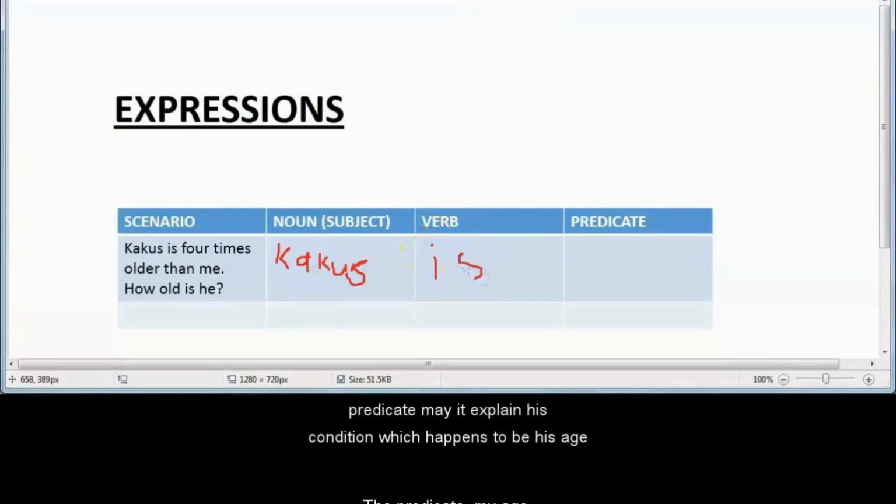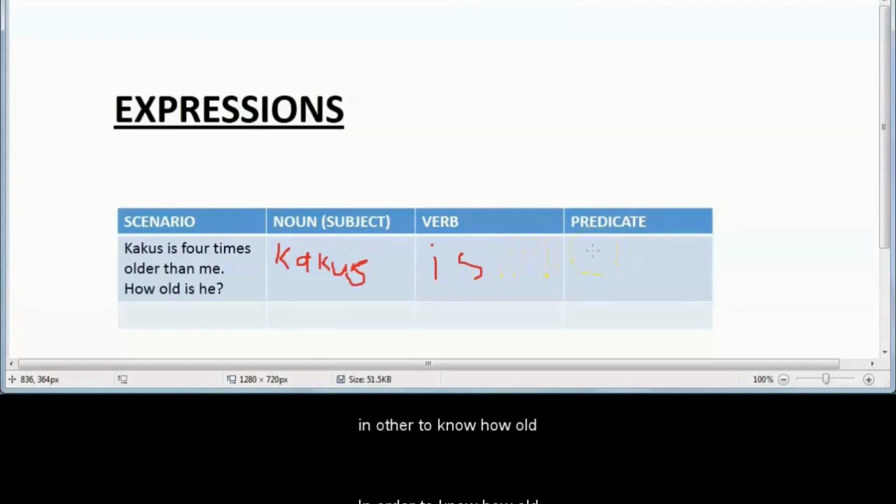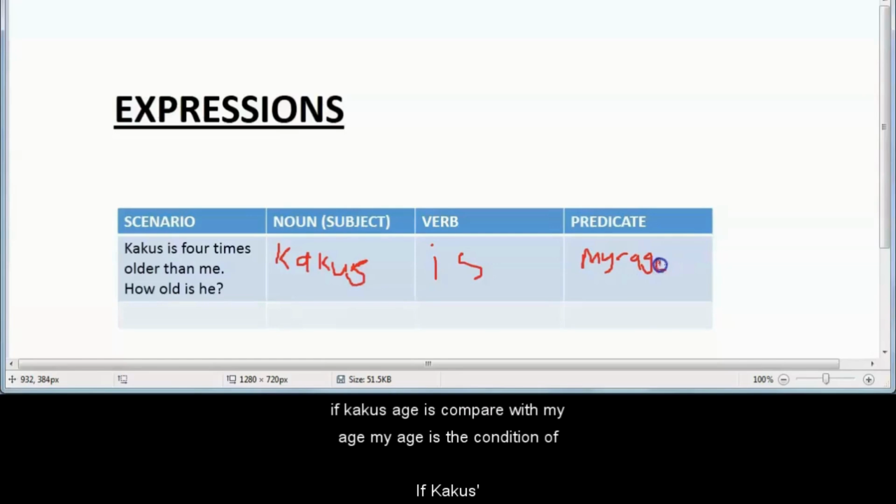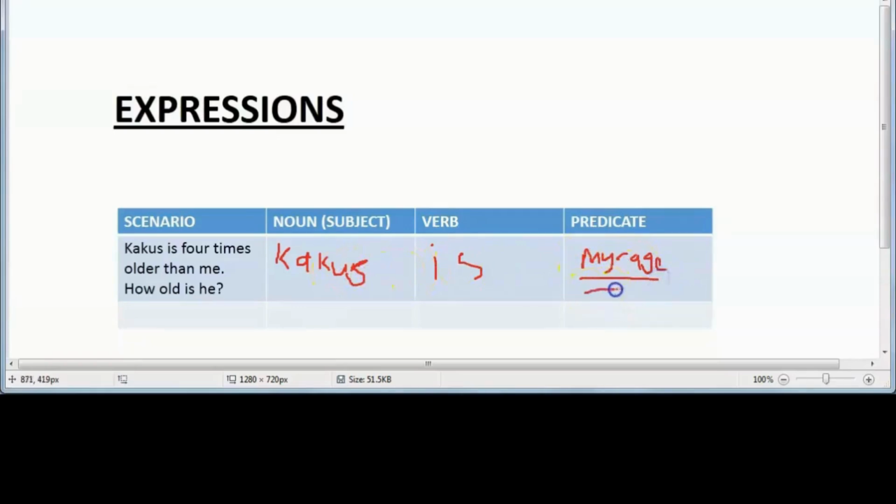The predicate my age explains his condition, which happens to be his age. In order to know how old he is or how young he is, we compare his age and my age. So I will say the predicate is my age, because my age is explaining his condition. Kaku's age is compared with my age.